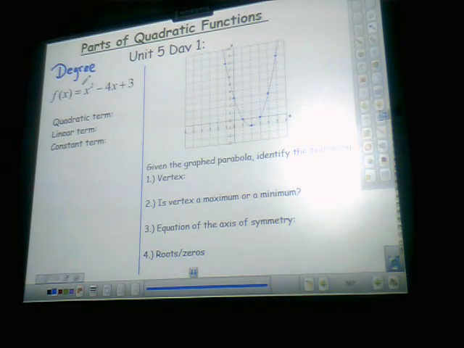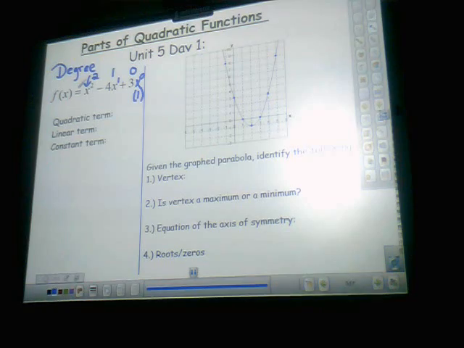Talk about degree of a monomial being the sum of the powers of the exponents. So the term x squared in this function has a variable of x to the power of 2, so we would consider this a second degree term. Negative 4x would have a degree of 1, x to the first power. And our constant 3 could be written as 3x to the 0 power, recalling that any number to the 0 power has a numeric value of 1. So this constant, and all constants, have a degree of 0.